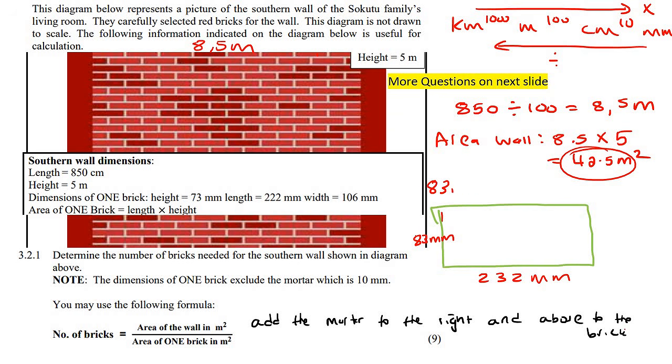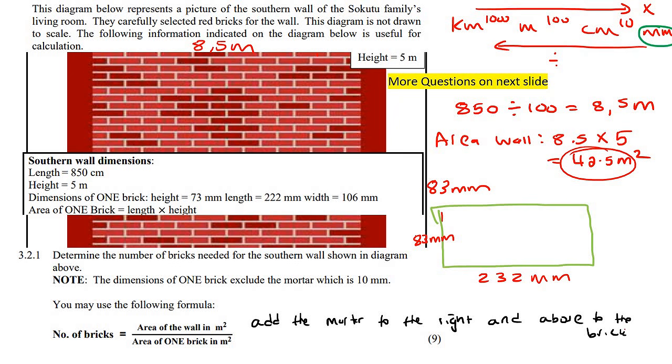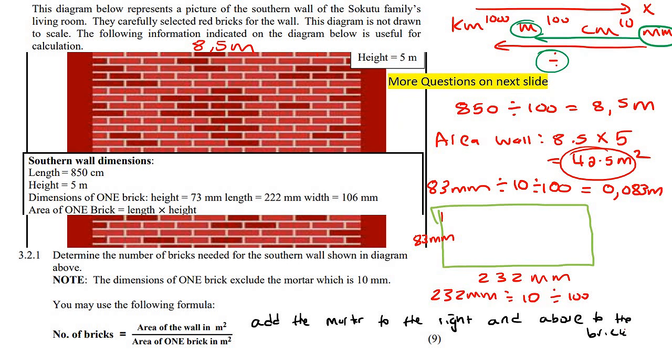So for 83 millimeters, if you're converting millimeters to meters, then you are going to the left, where you will divide. So you're going to divide by 10 and then divide by 100, and that'll give you 0.083 meters. And then if we do the same with this one over here, 232 millimeters divided by 10 divided by 100, that'll give us 0.232 meters. Okay, so now we know the lengths of this brick.